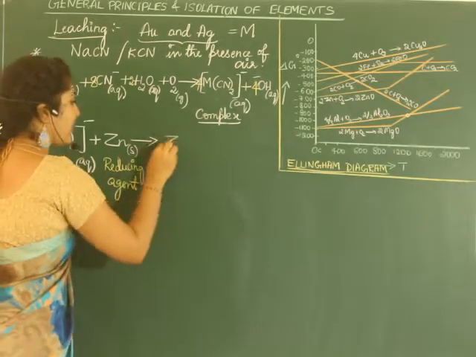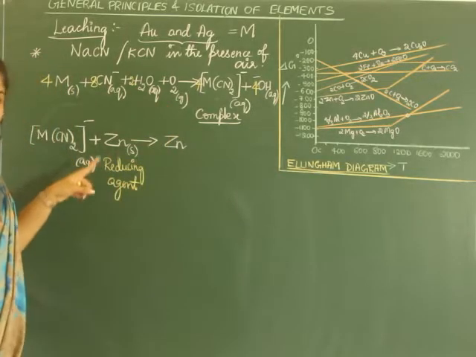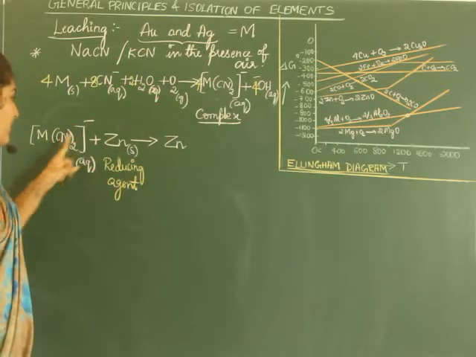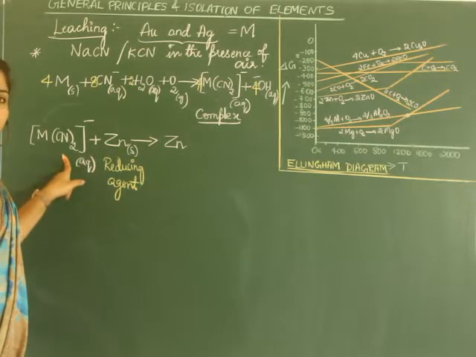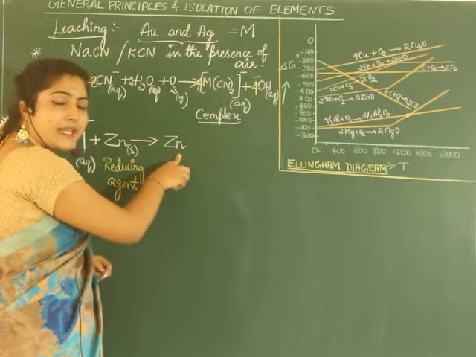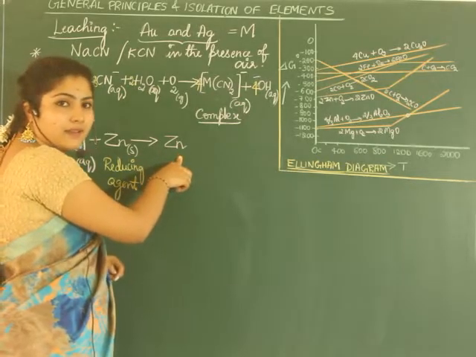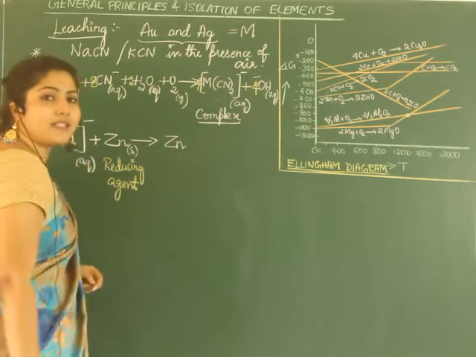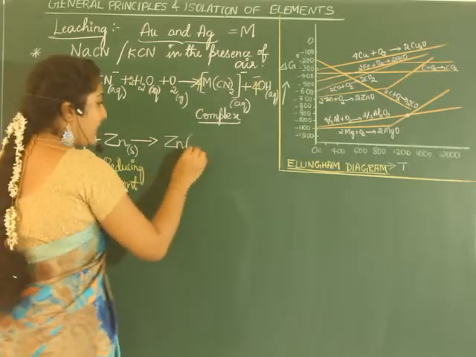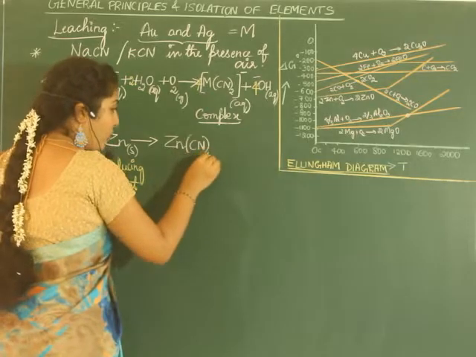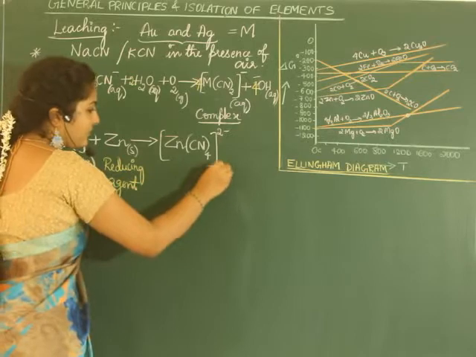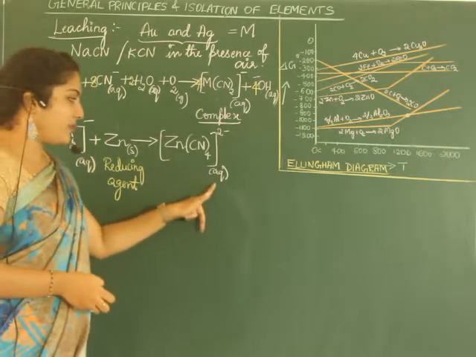So what happens here is zinc will tell this metal like, okay, I'll form the complex, you just come out. So zinc will combine with cyanide and form its own complex. Zn, the charge is +2, whereas for silver and gold it is +1. So Zn(CN)4 2 minus. Remember this. Okay, now the metal gets into the solution.